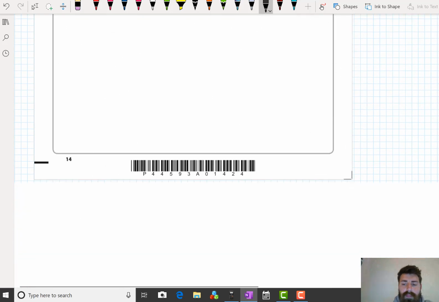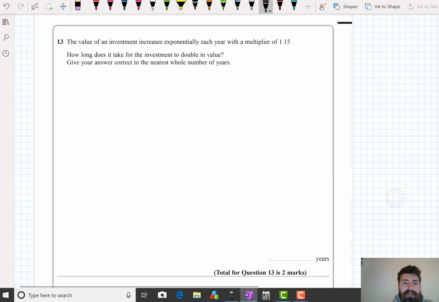Next one, 13. The value of an investment increases exponentially. That means, because it's increasing exponentially, it starts slow and then boom, just goes straight up like this, in a very small amount of time. Or you can get exponential decay, where something is going really fast, it's decaying, and it starts slowing down. That's what exponential growth or decay looks like.